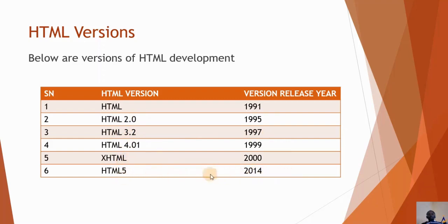In 2014, HTML5 was released, and this is the current HTML version used in gaming and other complex software. They use HTML and JavaScript. So learn HTML for you to become a developer.